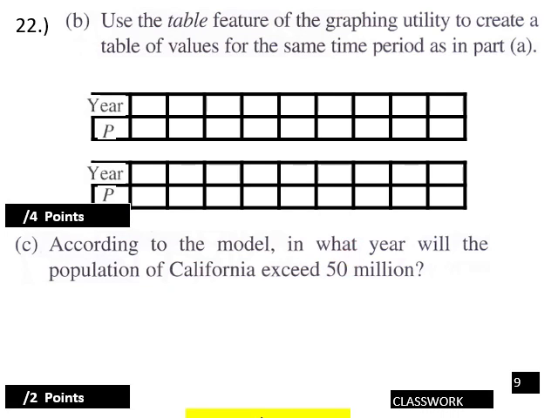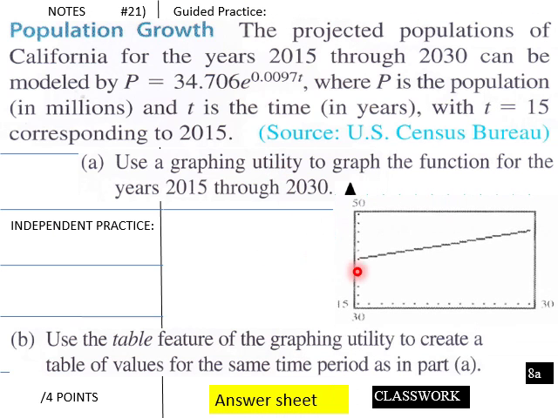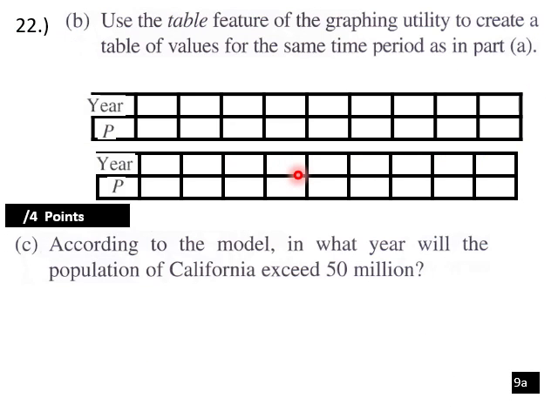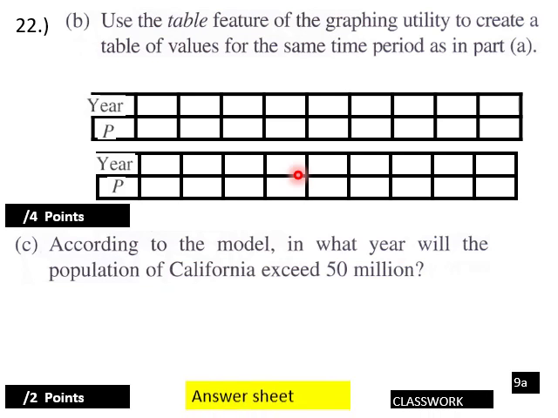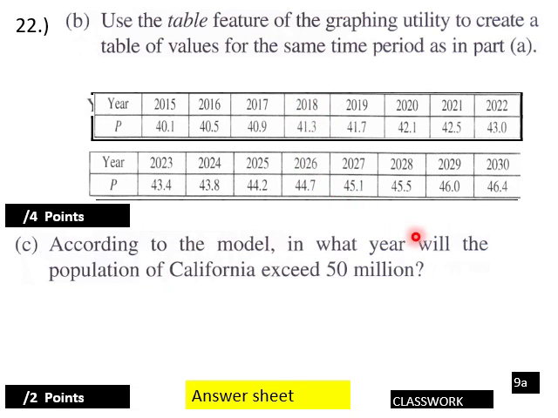First of all, we're going to graph this. Here's our graph of the function for California's population growth. And then for a table from that function, here are our years. We're at 2018 today, and we have 41.3 million. I think California actually has more than that now. And then we finally hit 46.4 million at 2030.